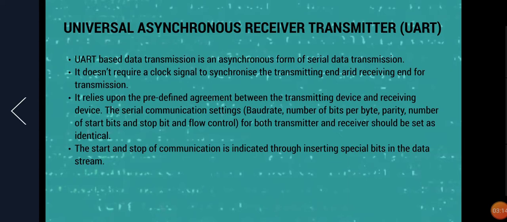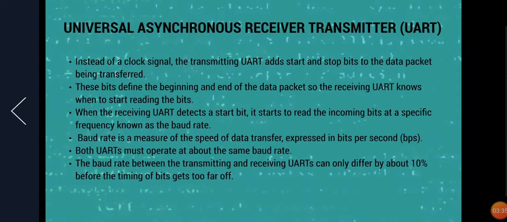The serial communication settings, that is baud rate, number of bits per byte, parity, number of start bits and stop bits, and flow control for both transmitter and receiver should be set as identical. The start and stop of communication is indicated through inserting special bits in the data stream. Instead of clock signal, the transmitting UART adds start and stop bits to the data packet being transferred.